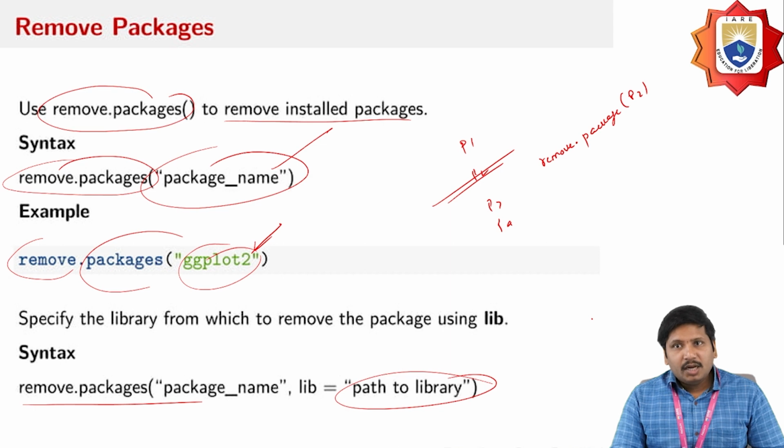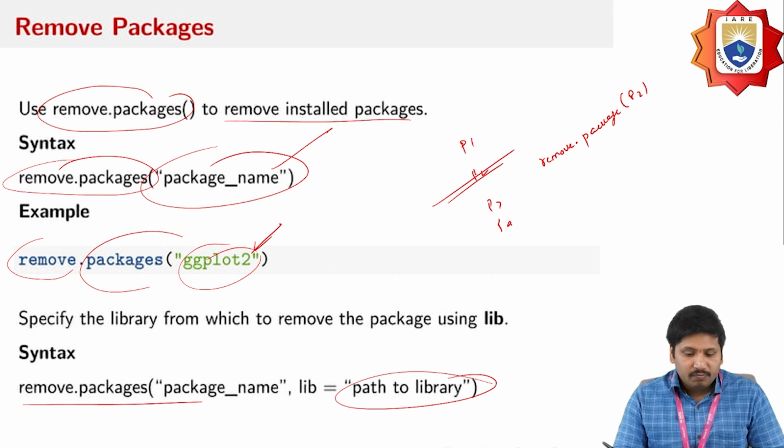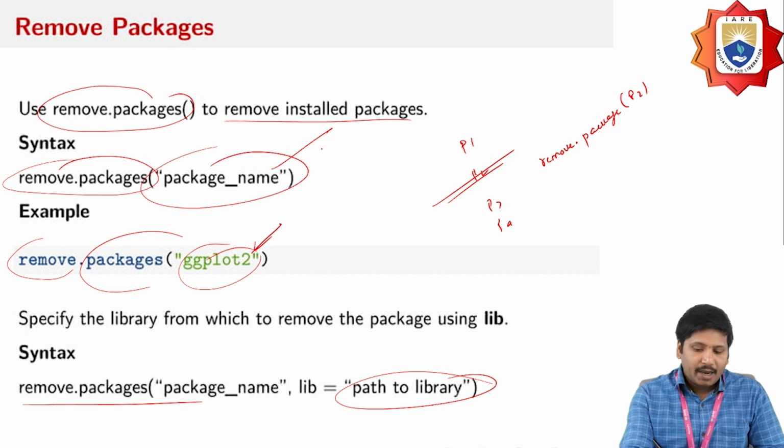Some packages are no longer needed, so I'm unable to use them. At that time, what I have to do is make use of the remove.packages method. How can I delete? That means remove.packages of, and how do I mention the package name? What is the package name I mentioned? That should be ggfont.